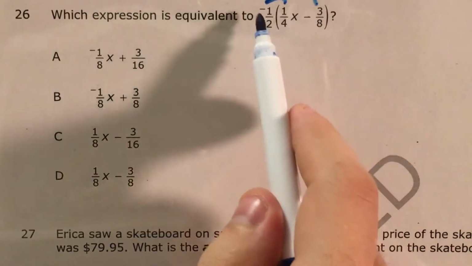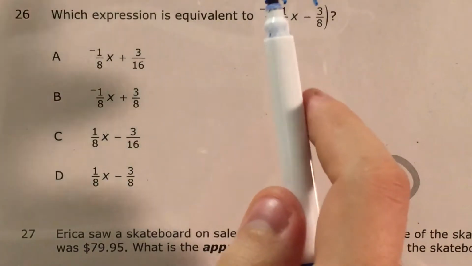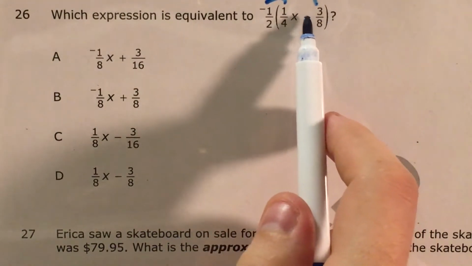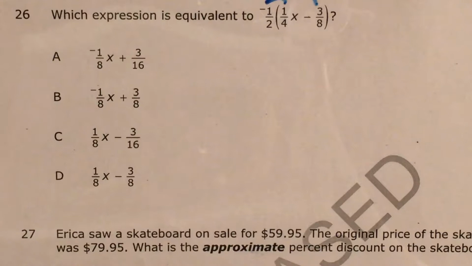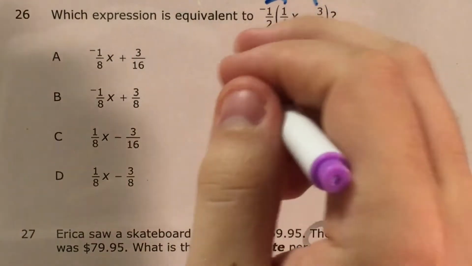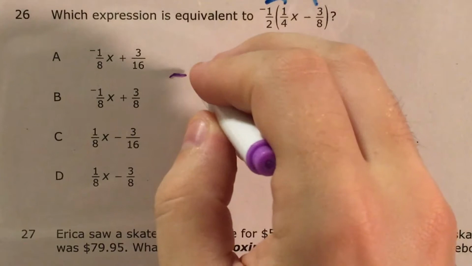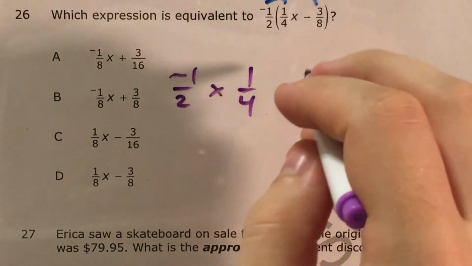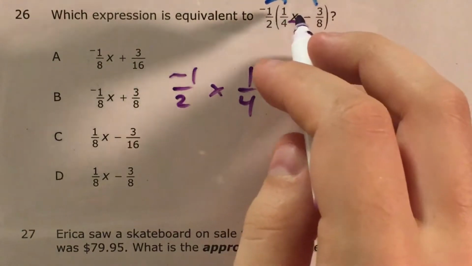So that means I'm going to multiply negative 1/2 times 1/4 x, and I'm going to multiply negative 1/2 times negative 3/8. And I know this is a minus sign, but minus and negative are like two ways of saying the same thing. And in fact, it's useful to use that phrasing for this problem. So we'll go ahead and get started by doing negative 1/2 times 1/4. And I know there's an x here.